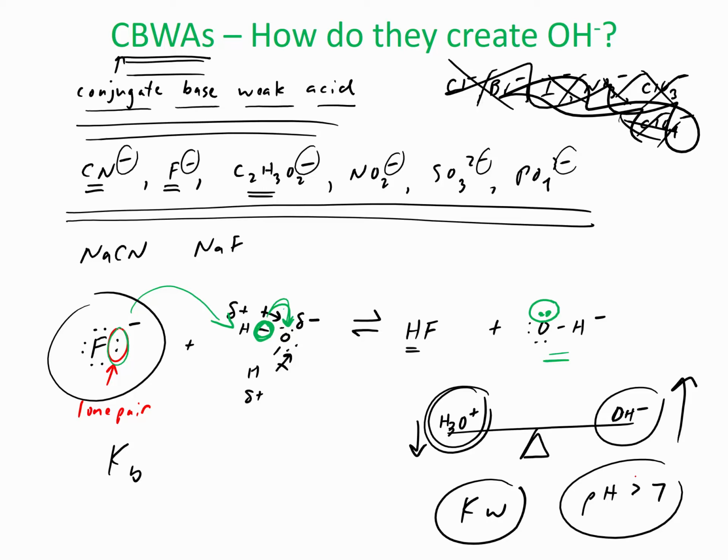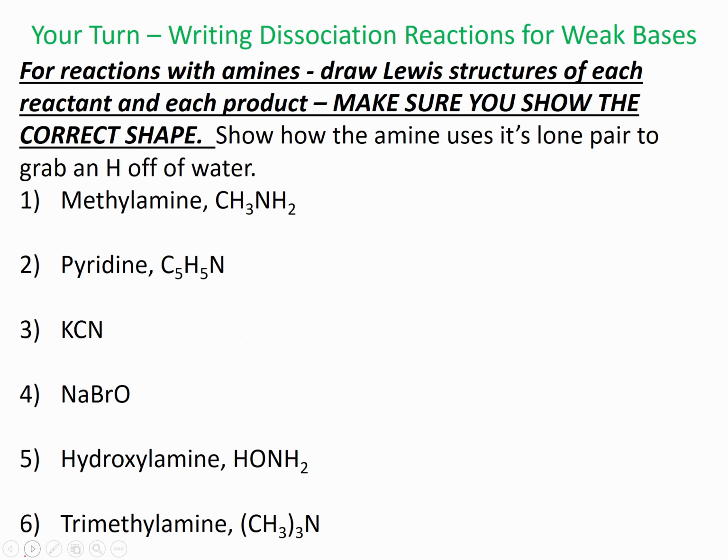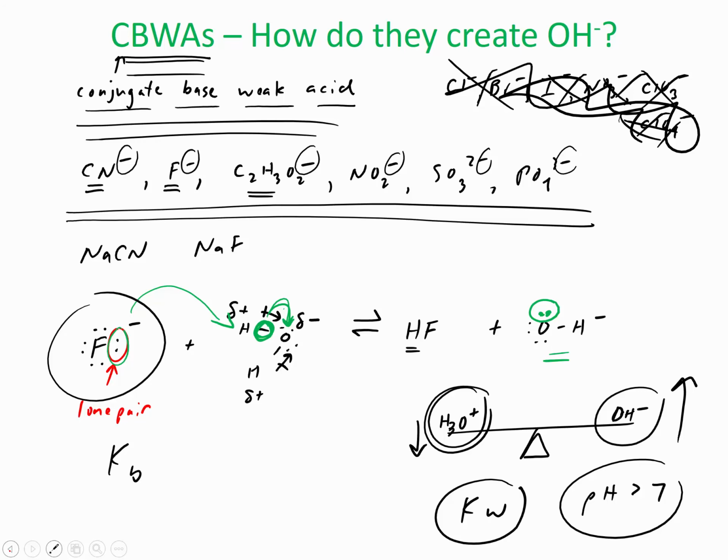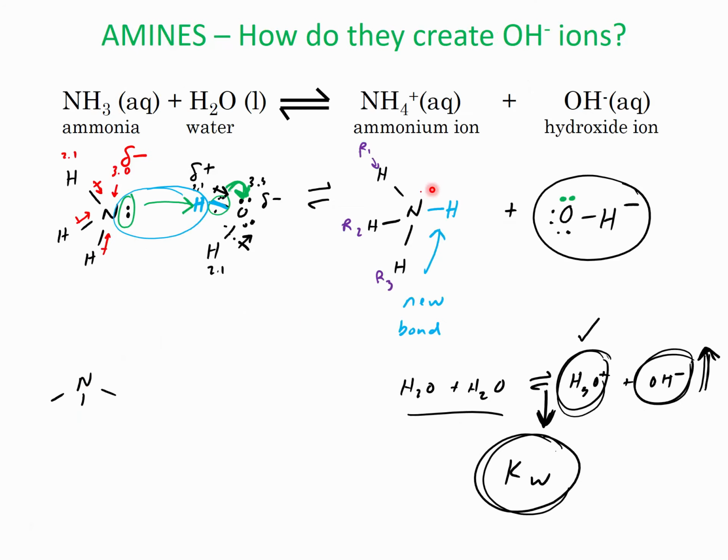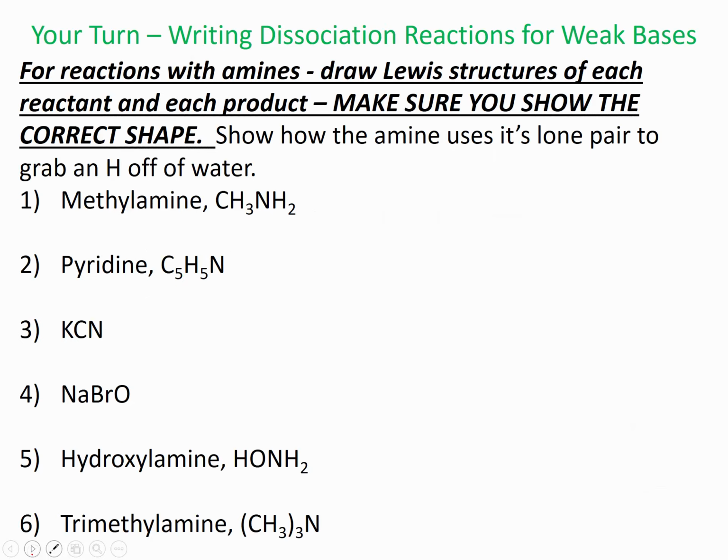Before we go crazy and do all these pH problems, we need to slow down and make sure we know how to write a dissociation equation for a weak base. So that's going to be on the next slide. This is the Your Turn. It says, for reactions with amines, draw Lewis structures. So I'm asking you to draw a Lewis structure of each reactant and each product. Let me go back a couple slides and show. For the amine reaction, I'm asking you to draw this whole process.